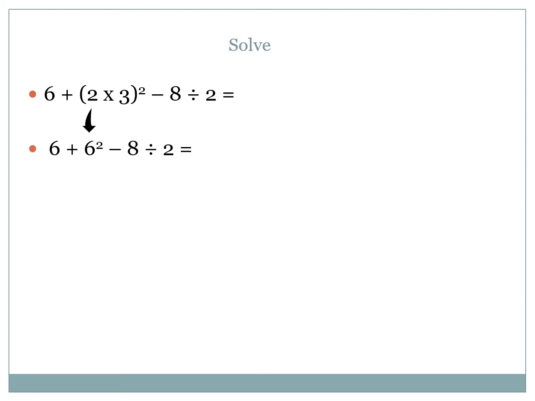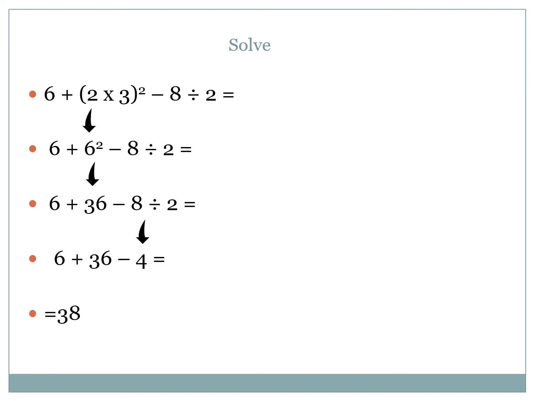The second part of BEDMAS is exponents. So the 6 squared is going to be the next thing that we deal with. Once again, solve that part, rewrite the formula. So our formula now becomes 6 plus 36 minus 8 divided by 2. The next part of BEDMAS is division. Since we have one division in here, this is what we're going to do next, and we need to solve that and simplify. 6 plus 36 minus 4. Now our last two is addition and subtraction, and as we mentioned before, solve the equation going from left to right. So it's 6 plus 36 minus 4 equals 38.